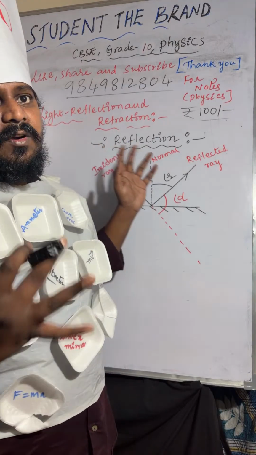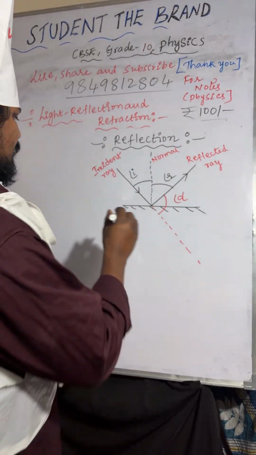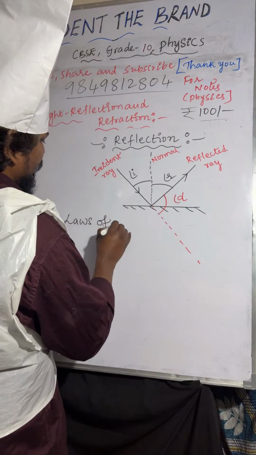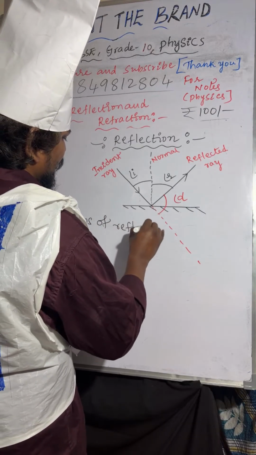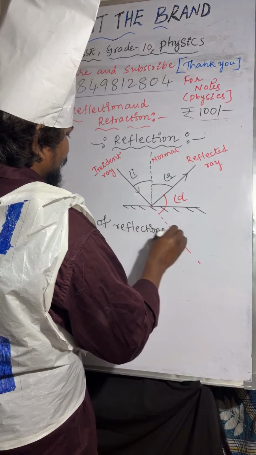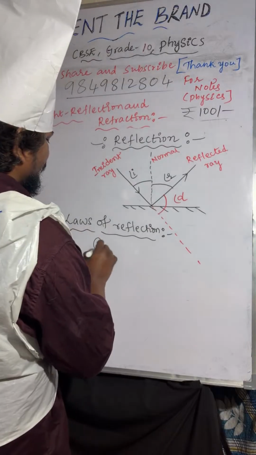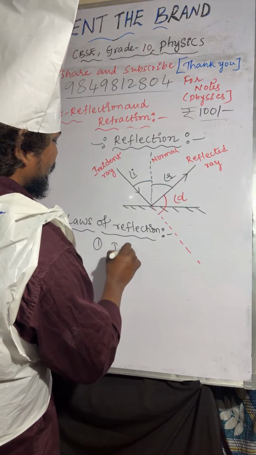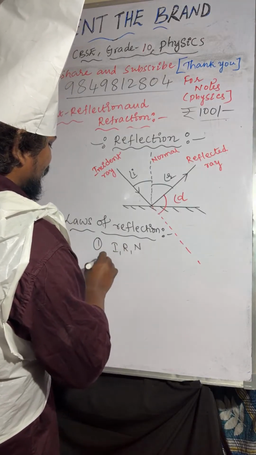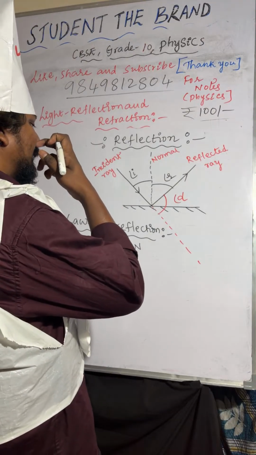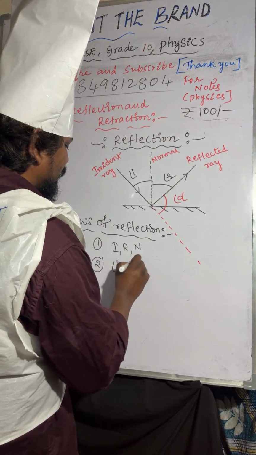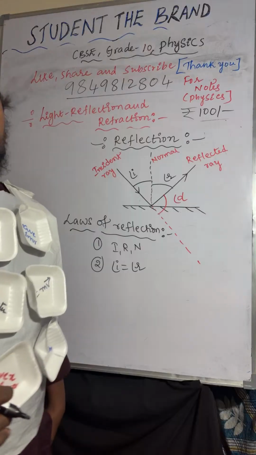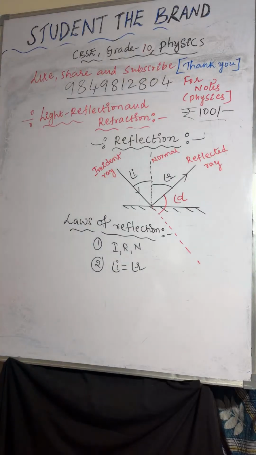Now we will discuss the laws of reflection. The first point: the incident ray, reflected ray, and normal line lie on the same plane. The second point: the angle of incidence is equal to the angle of reflection. These are the two laws.